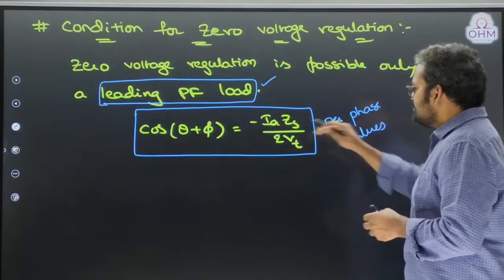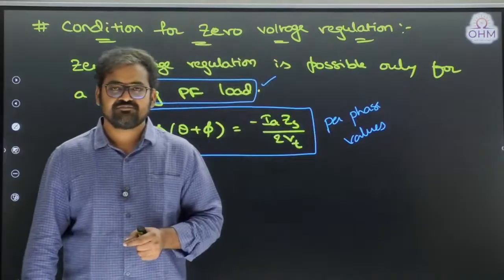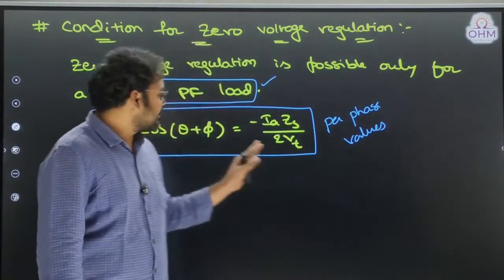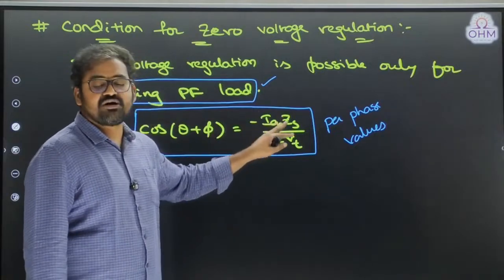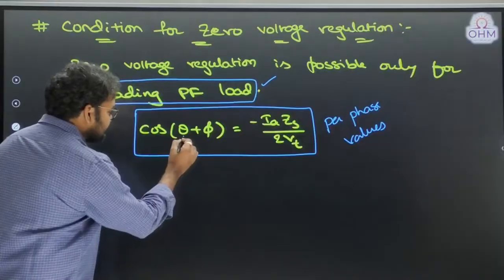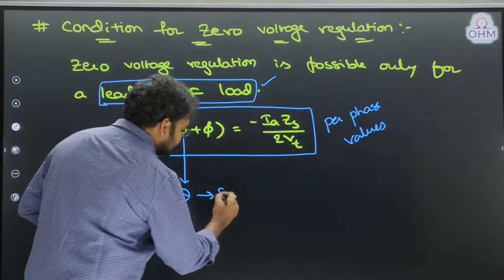Why? Because this particular condition we will derive from the equivalent circuit, and the equivalent circuit is always drawn per phase. Therefore, definitely these are all per phase values. And here, what is this theta representing? Yes, theta represents the synchronous impedance angle.